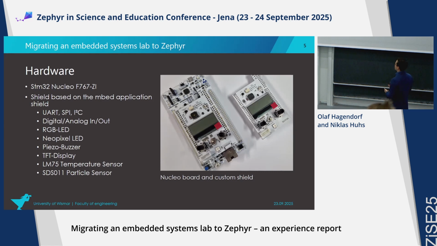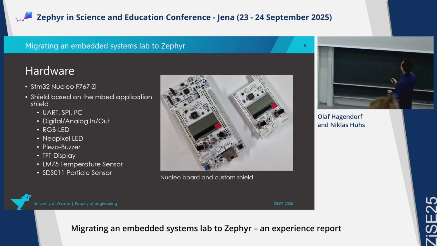And what can we do? We have different buses on there. We have UART, SPI, I2C, obviously digital and analog out for the students. We have an RGB LED up here. We have a NeoPixel LED down here. A piezo buzzer over here, which is fun in the lab when 8 of the students try to play the Imperial March on it.